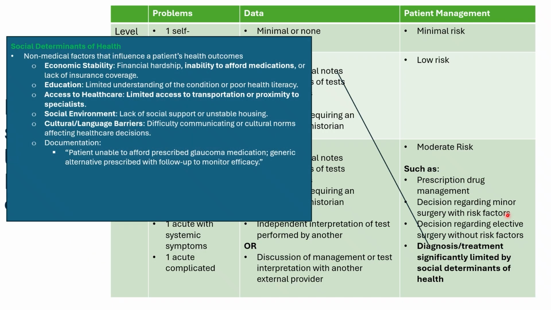And these really are non-medical factors that influence a patient's health outcome. And this can include economic instability, education, access to healthcare, social environment, or cultural or language barriers. So a really common example that we see in our clinics might require documentation like this: patient unable to afford prescribed glaucoma medication, generic alternative prescribed with follow-up to monitor efficacy.